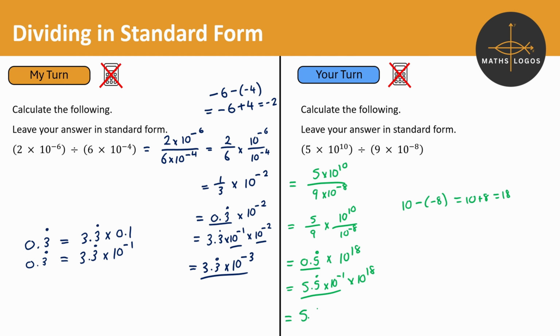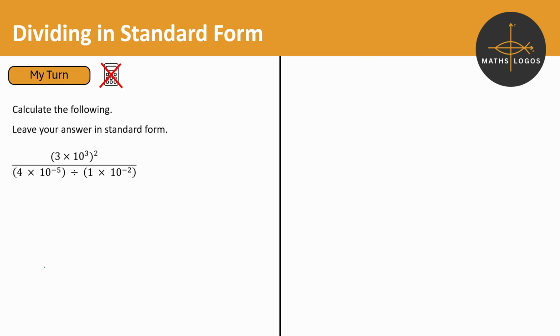And then tidy up your powers of 10. So do negative 1 add 18. Well, that's going to give you positive 17. So that is your answer. 5.5 recurring multiplied by 10 to the positive 17. Okay, our last example is a bit of a harder one. Let's see how we do this.